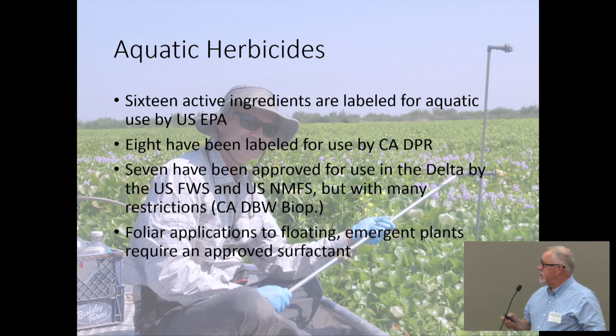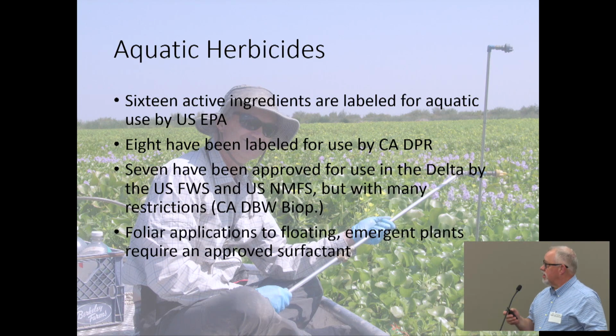But there are 16 active ingredients that are labeled for aquatic use by the US EPA. And I'm going on a tangent already. The amazing thing is half of those have been labeled since the year 2000. Okay, so we're getting more aquatic herbicides, and I'm hopeful that we can actually get a few more, and why that would be, you'll find out maybe a little later.